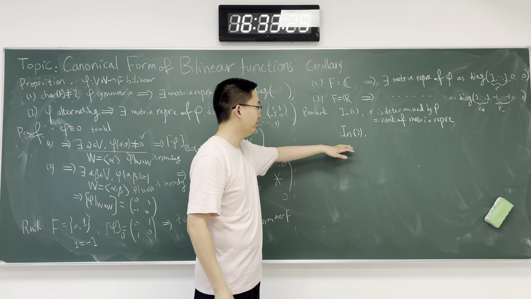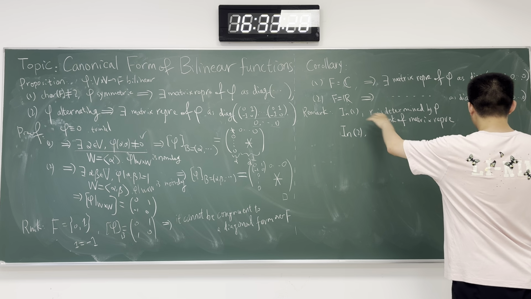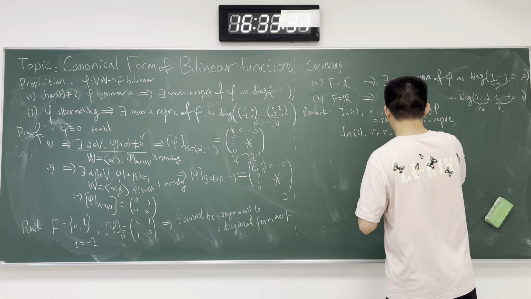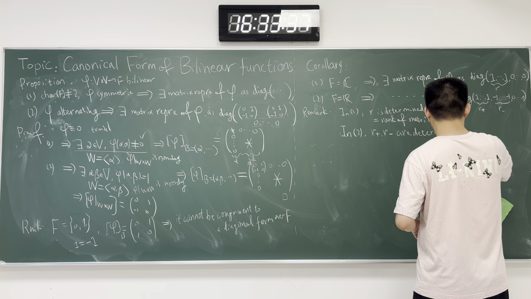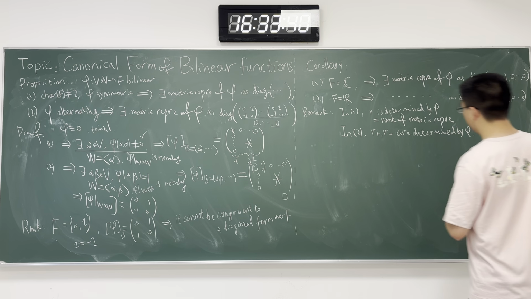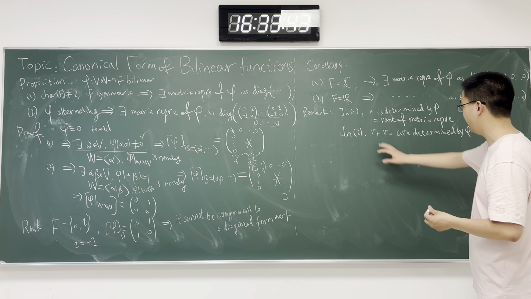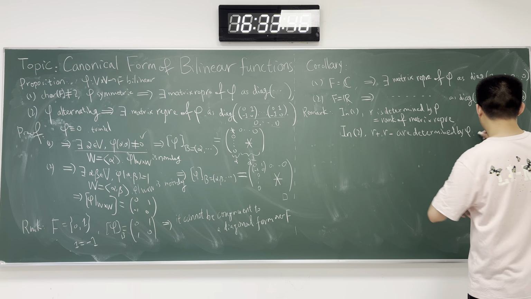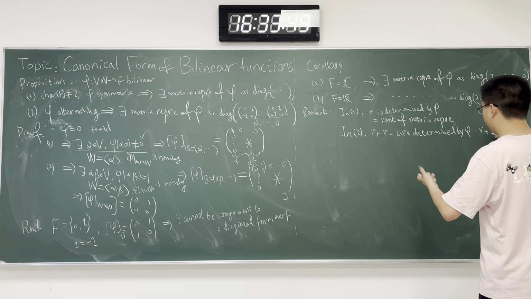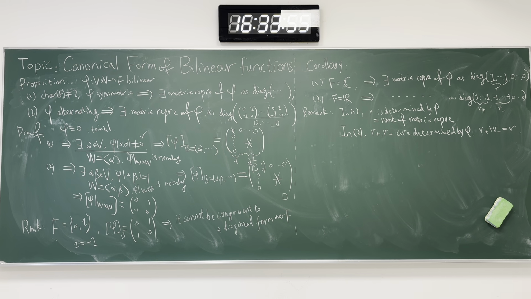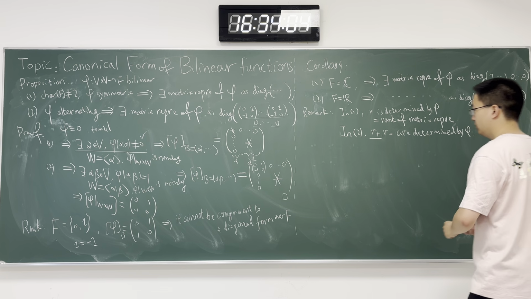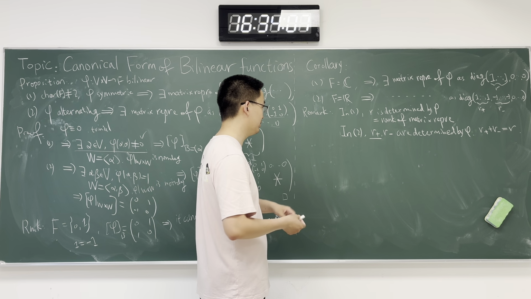There is a slightly non-trivial fact here. In case 2, those r plus and r minus are also determined by phi. This is non-trivial. If we could prove that r plus is determined, then of course r minus is also determined, since the sum is just r, which is determined. So the only thing is to check that r plus has some invariant explanation which doesn't depend on the choice of basis. Okay, so I will give you a direct explanation here.